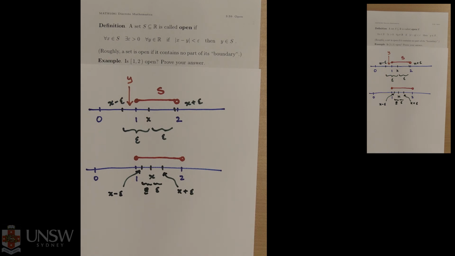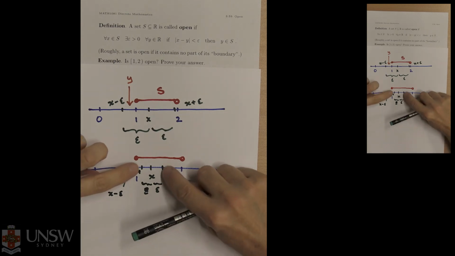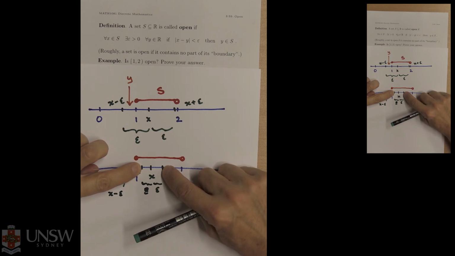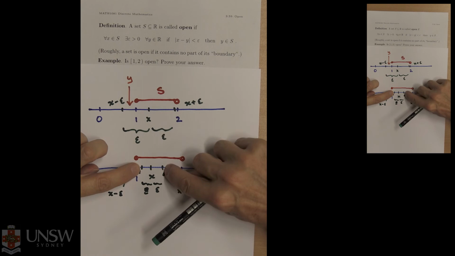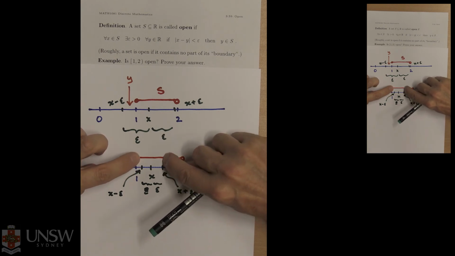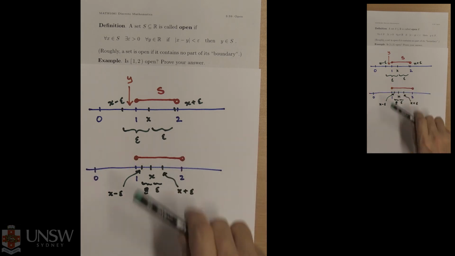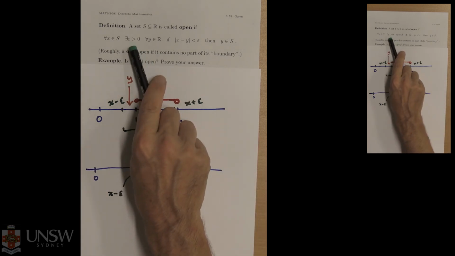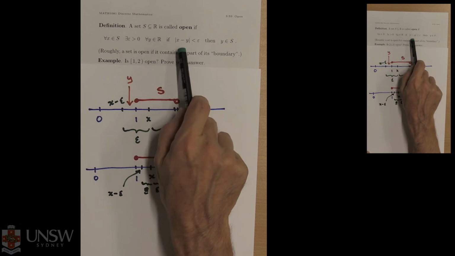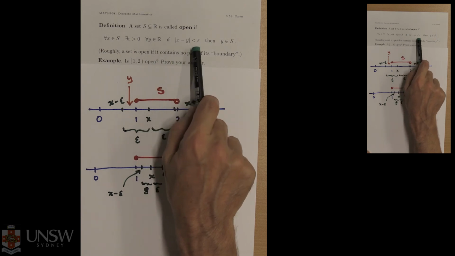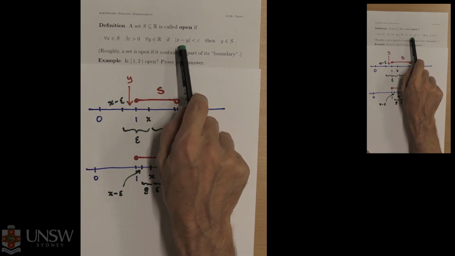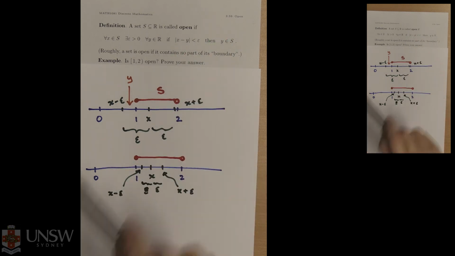And now my claim is that for that choice of epsilon, any y in between here is within the interval 1 to 2. In other words, is within the red set. And I hope that's clearly true. Any y here is within the red set here. So in this case it works. So I've shown there is an epsilon greater than 0, such that for all y in R, if this is true, which means y is between x minus epsilon and x plus epsilon, then y is in S. That's true. Does that make the whole statement true?